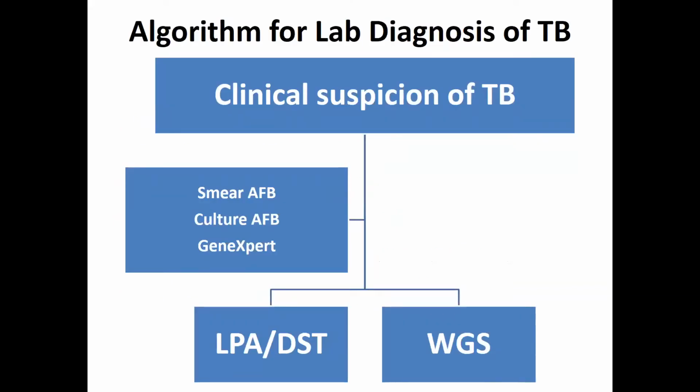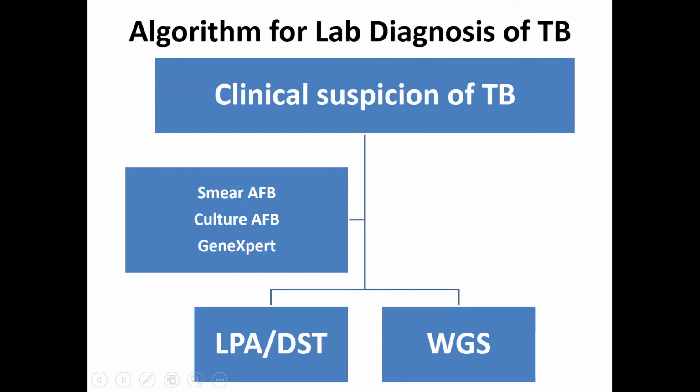So the modified algorithm would be: you still suspect TB, you order smear AFB, culture AFB, and GeneXpert. If you are in a tertiary care center where you see complicated patients, who come back after treatment not responding, you can directly order whole genome sequencing on the sample, or else you can wait for the bacterial culture to be isolated and send the culture for whole genome sequencing.